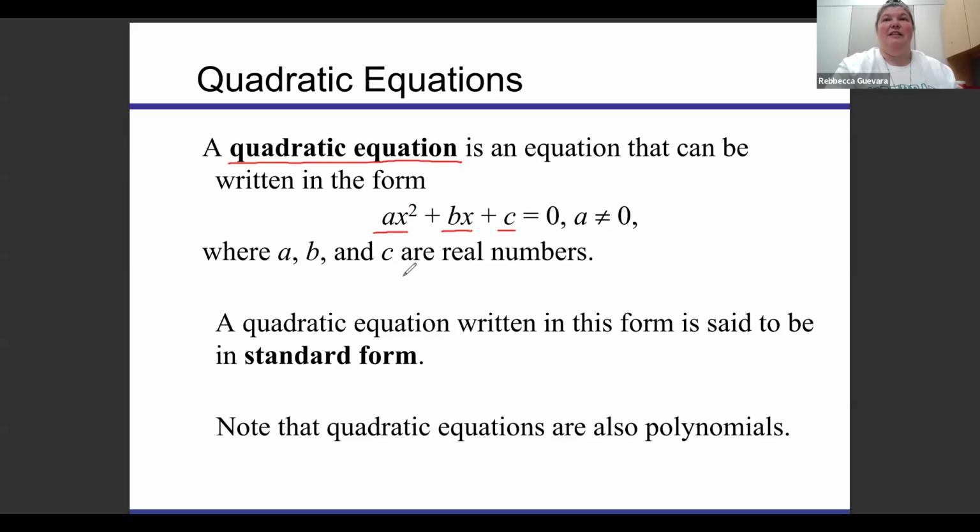A, B, and C have to be real numbers, and it's important that A is not 0, because if A is 0, it's not a quadratic equation anymore, because we have to have that x squared. So a quadratic equation written in this form is said to be in standard form. So we have a lot of equations that we'd like to write in standard form. Actually, when we were dealing with linear equations, we had something similar to this. That was also your standard form.